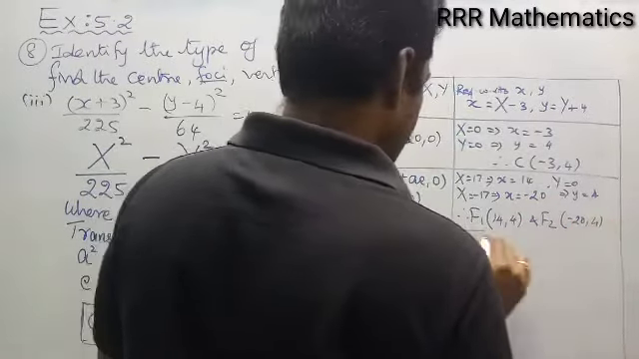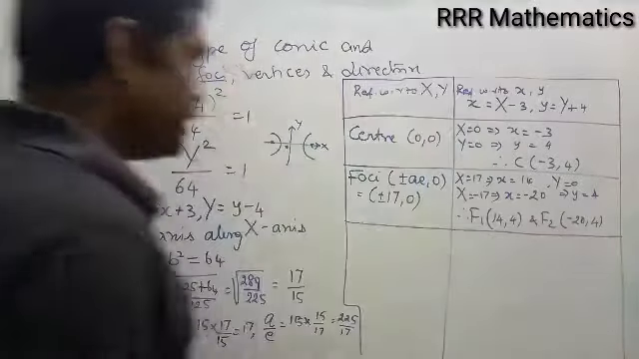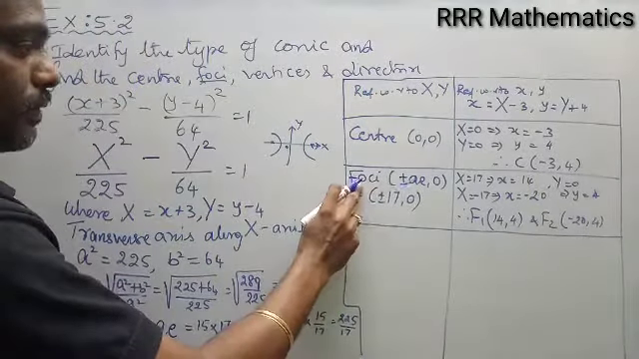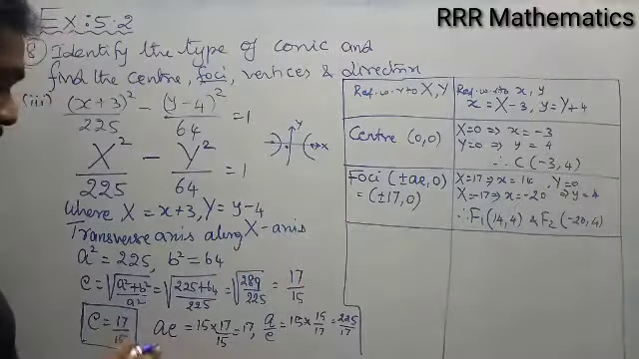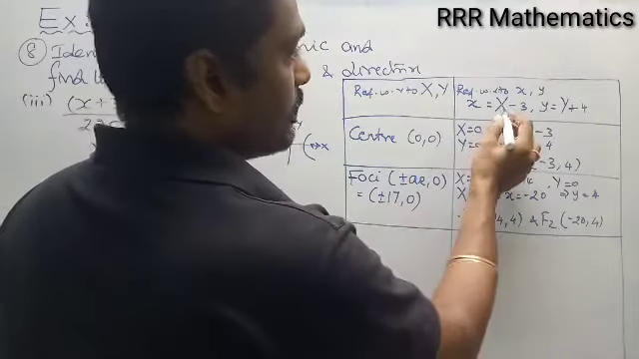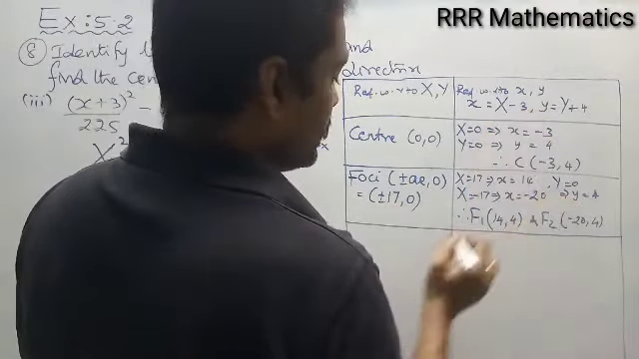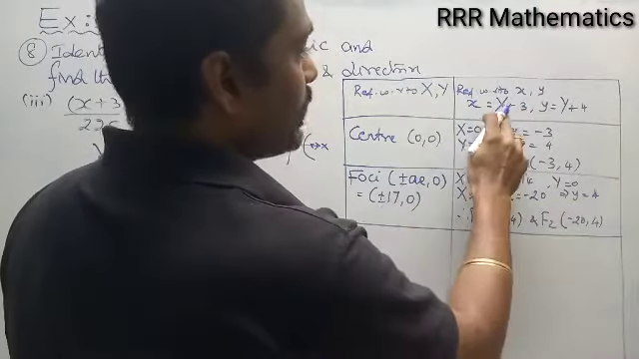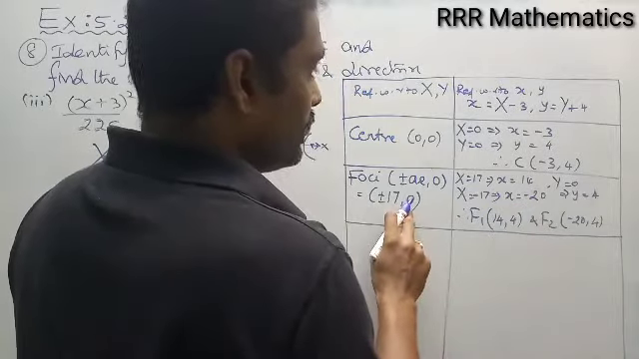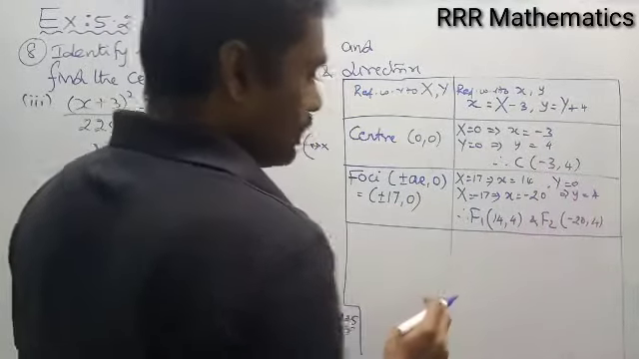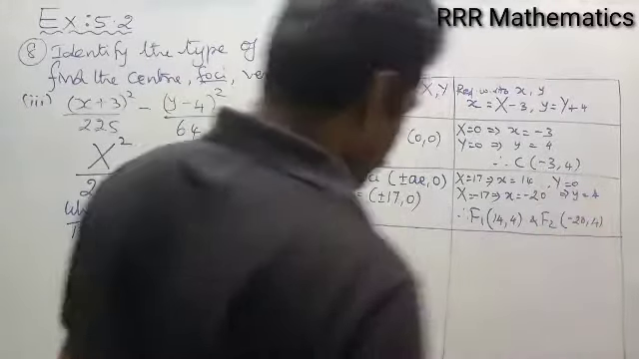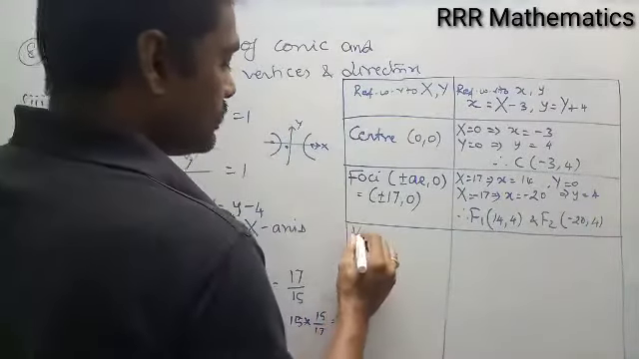Got it? Very simple. Your first column is with respect to capital X, capital Y. That is, the foci are plus or minus AE comma 0, plus or minus 17 comma 0. Replace capital X equal to 17: 17 minus 3, 14. Replace capital X equal to minus 17: minus 17 minus 3 gives minus 20. Capital Y equal to 0 gives Y equal to 4. Therefore, the foci are 14 comma 4 and minus 20 comma 4. Got it? Next, vertices.